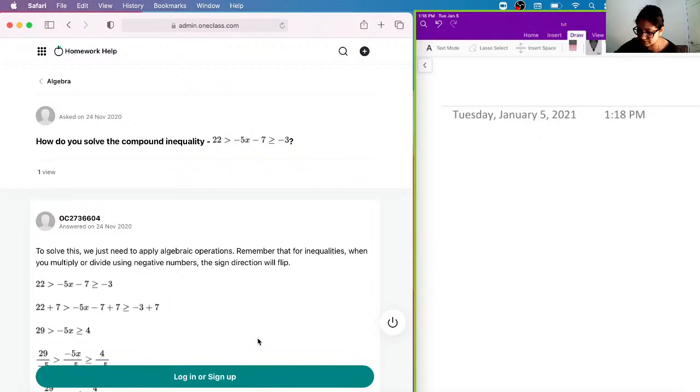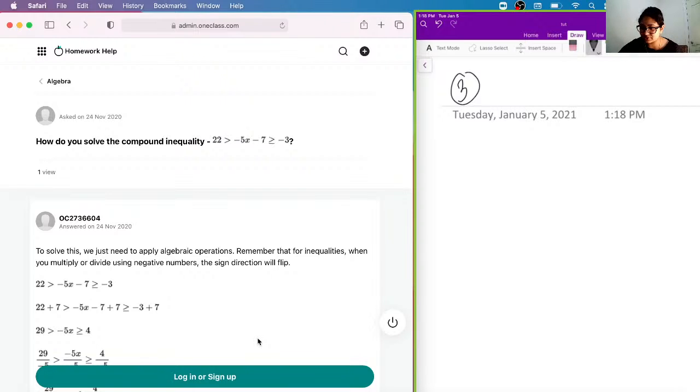Our next question says, how do you solve the compound inequality? Okay, so we have got an inequality here. And so basically to solve this, we just need to apply some algebraic operations. We are using all the operations here, which are like your subtraction, addition, division, and maybe multiplication.